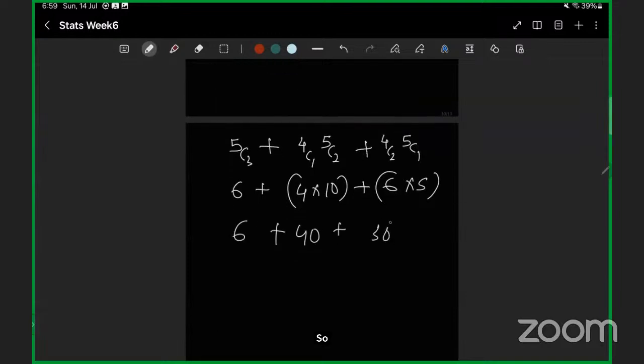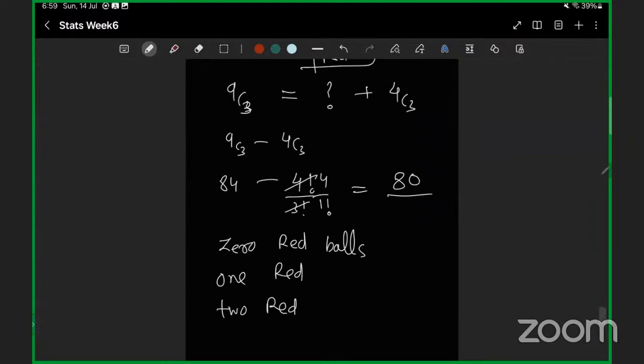5C3 is 10, no? 5C3. 5 is there. Yeah, 10. Sorry, 10 is there. 5C2, 5C3 is equal. Correct. 40 plus this is 30 plus 10. 70 and 80. And that's what my answer was.